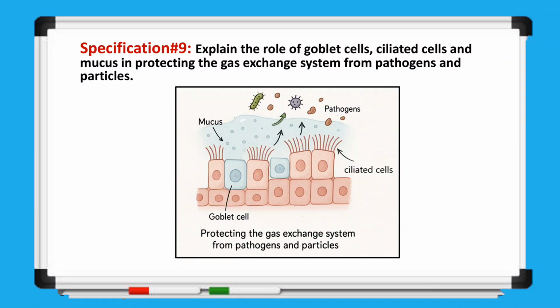Finally, at last, we have specification number 9, which says, explain the role of goblet cells, ciliated cells and mucus in protecting the gas exchange system from pathogens and particles. You can see here the labeled diagram showing mucus, ciliated cells, and goblet cell. All of these are vital for protecting the gas exchange system from pathogens and other harmful particles.